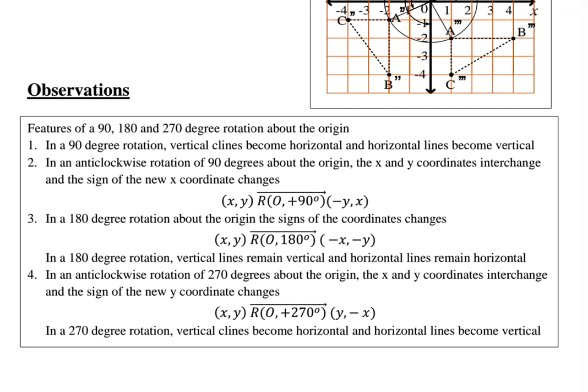In an anticlockwise rotation of 270 degrees about the origin, the x and y coordinates interchange and the sign of the new y coordinate changes. In a 270-degree rotation, vertical lines become horizontal and horizontal lines become vertical.